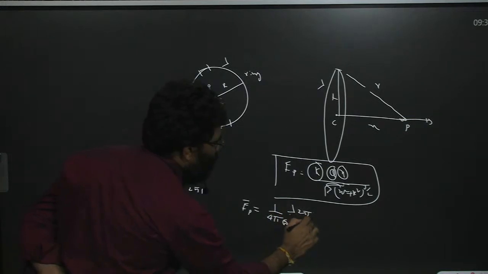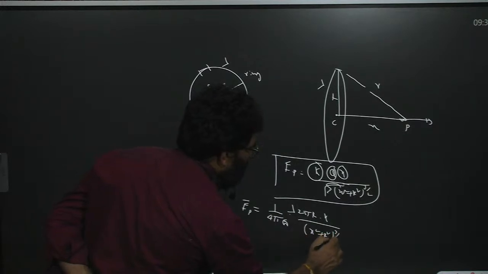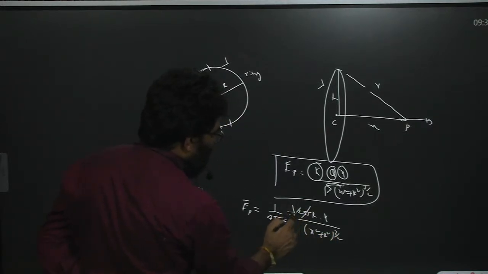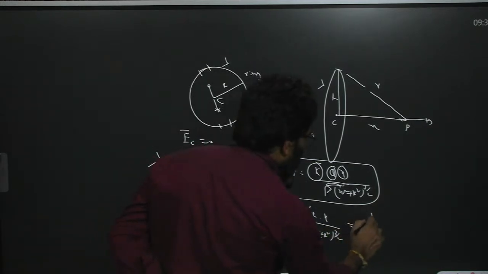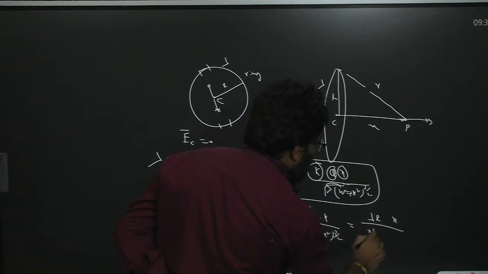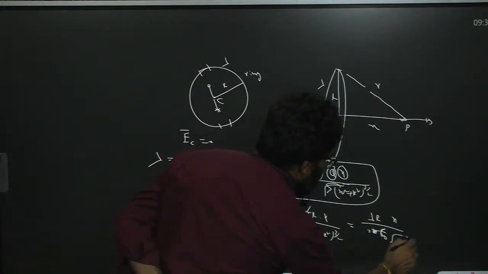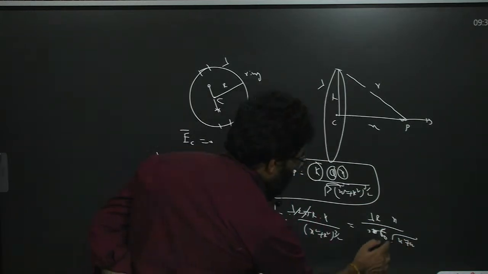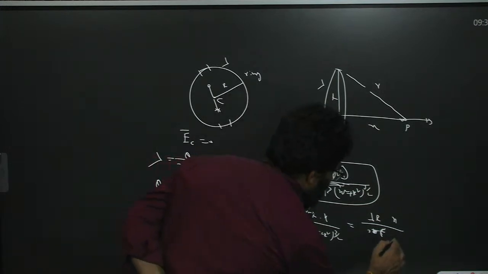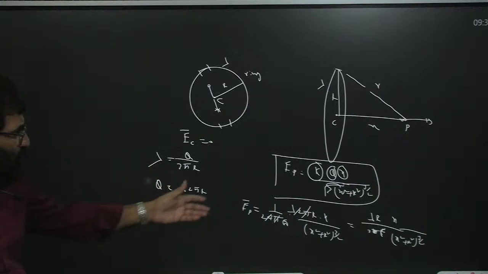Lambda into 2 pi r into x by x square plus r square whole power of 3 by 2. So the 2 pi will cancel. So this is lambda r x by 2 epsilon naught, x square plus r square whole power 3 by 2. Just replace it, enough. But you remember this formula only.